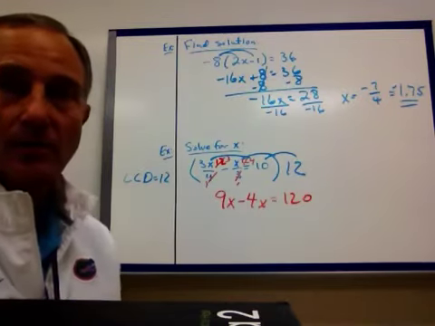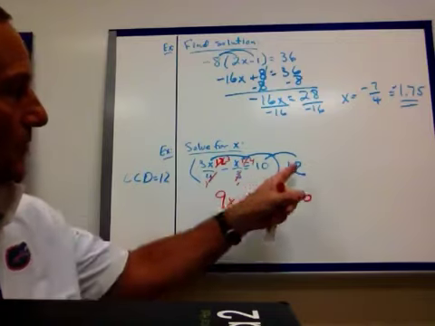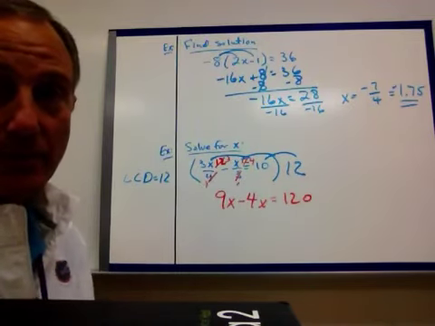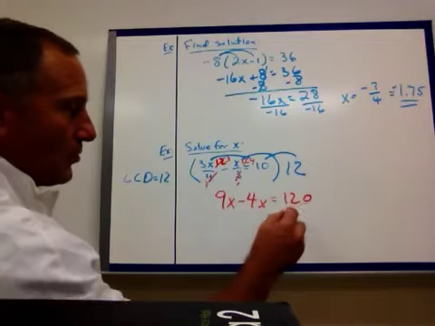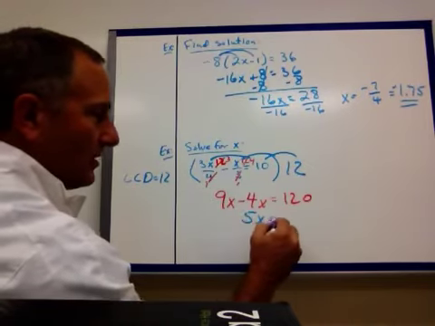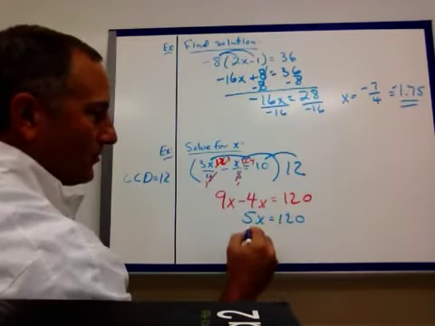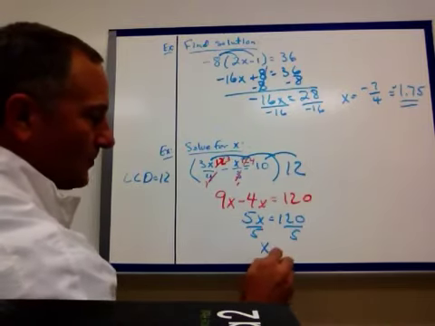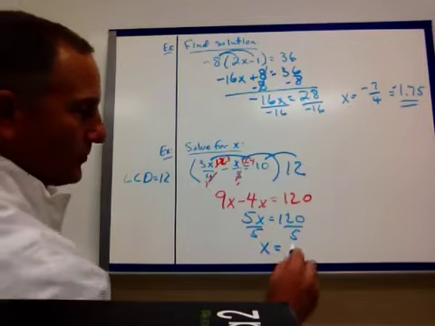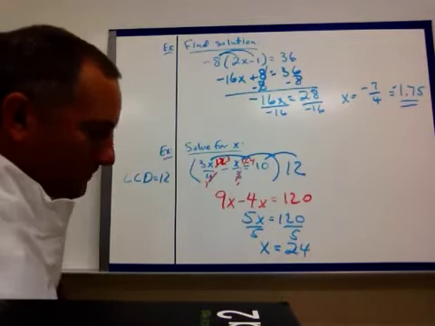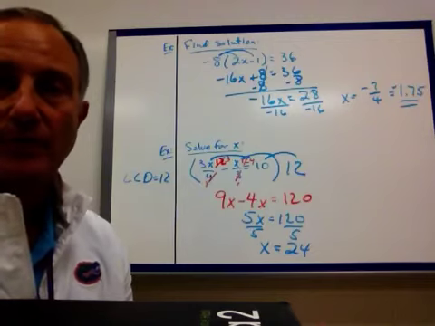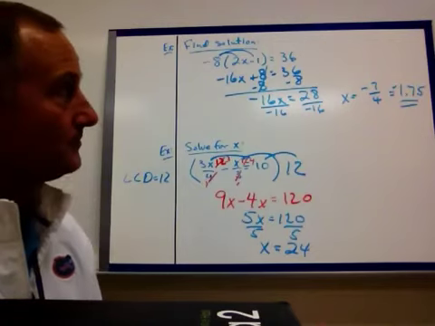Take that least common denominator. I multiplied each of these by 12 so that I can cancel out my denominator and get a 1. Look, no more fractions. 5x is 120, combining like terms. Undo the multiplication by dividing. X equals, 5 goes into 120, what, 24 times? So there's 3 different examples there.